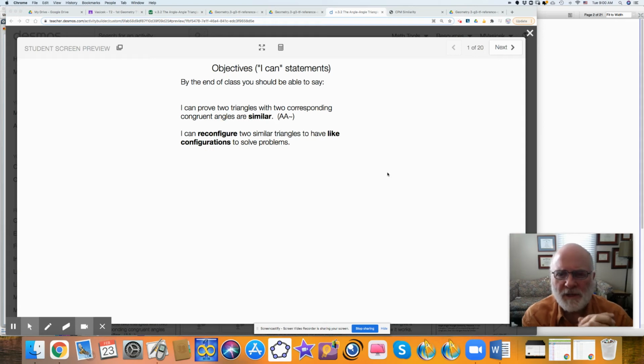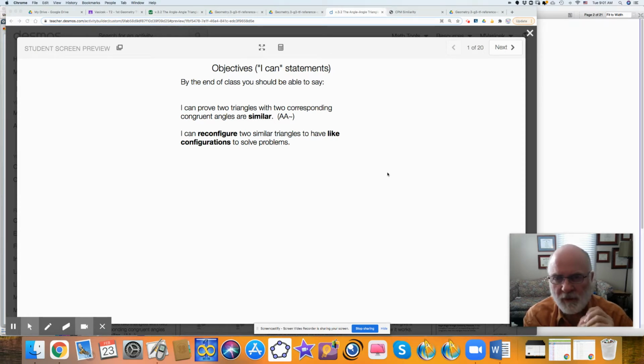Hi, folks. This is a lesson on the angle-angle triangle similarity theorem. This is from Unit 3 on similarity. And by the end of the class, you should be able to say, I can prove two triangles are similar when they have two corresponding congruent angles.